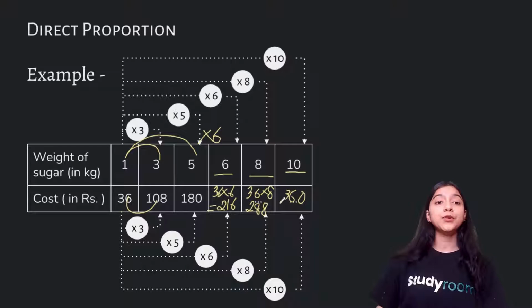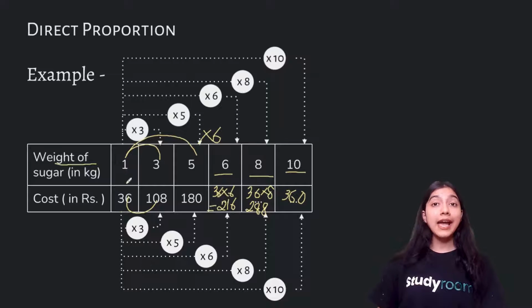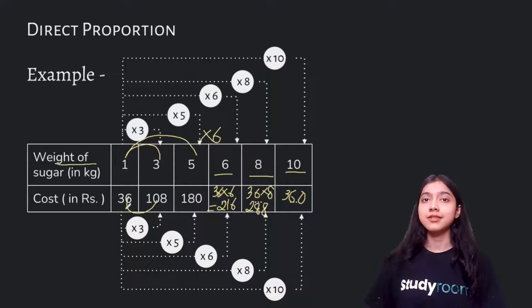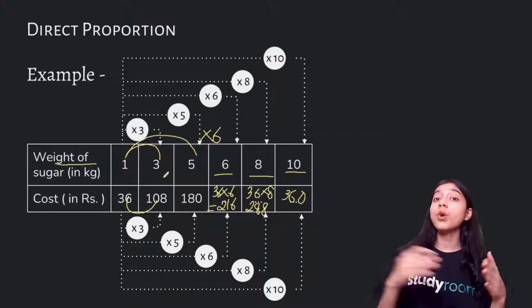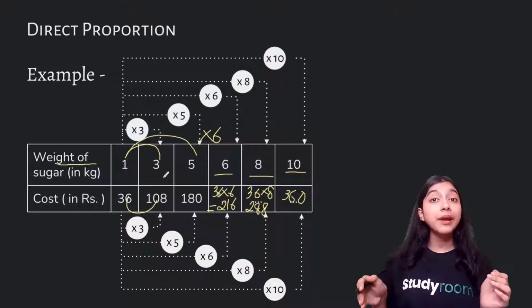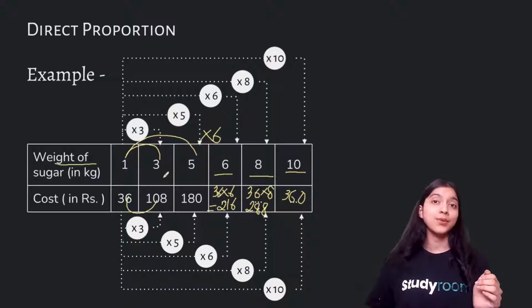So this is an example of direct proportion where the weight of the sugar is increasing and henceforth the cost is also increasing. So increase in the weight of the sugar is causing a corresponding and respective increase in the cost as well.